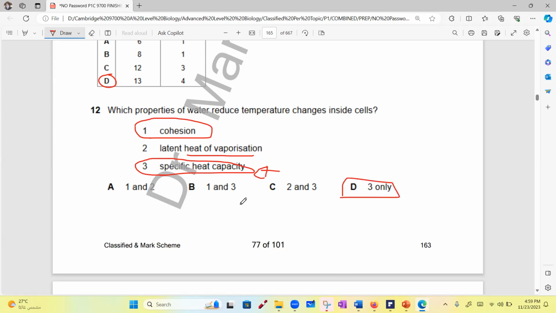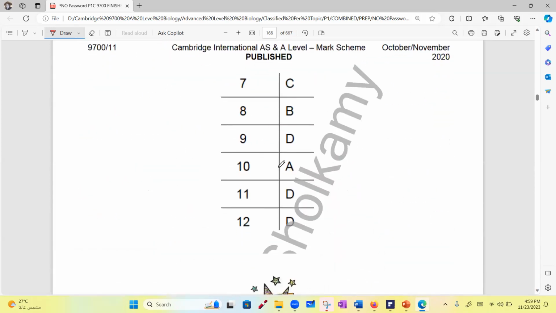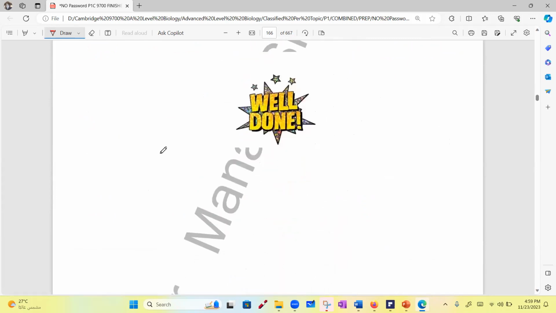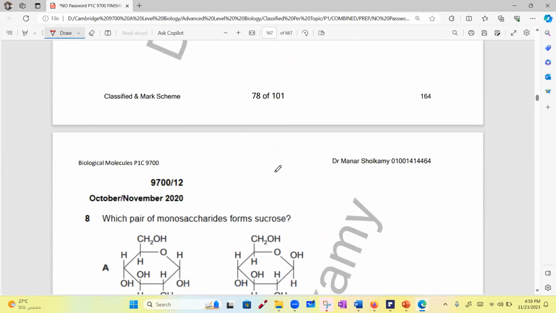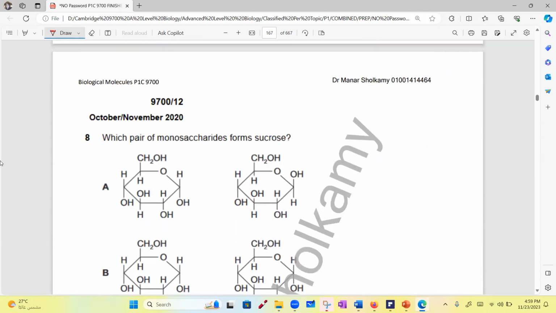Okay, these are the properties of water. Did we make any mistakes? Did you make any mistakes? No mistakes? Not yet? No mistake. Let's solve another exam. Let's solve one final exam and then I'll let you go.